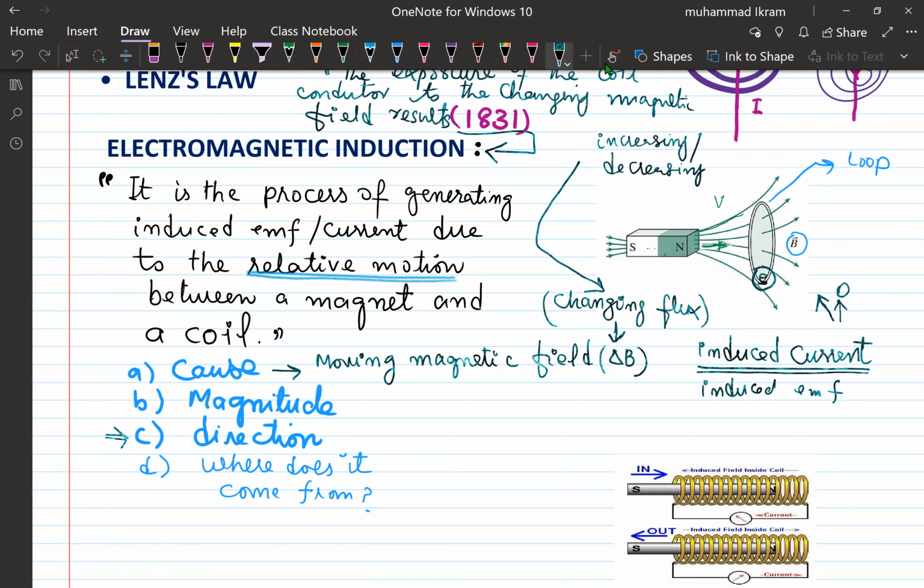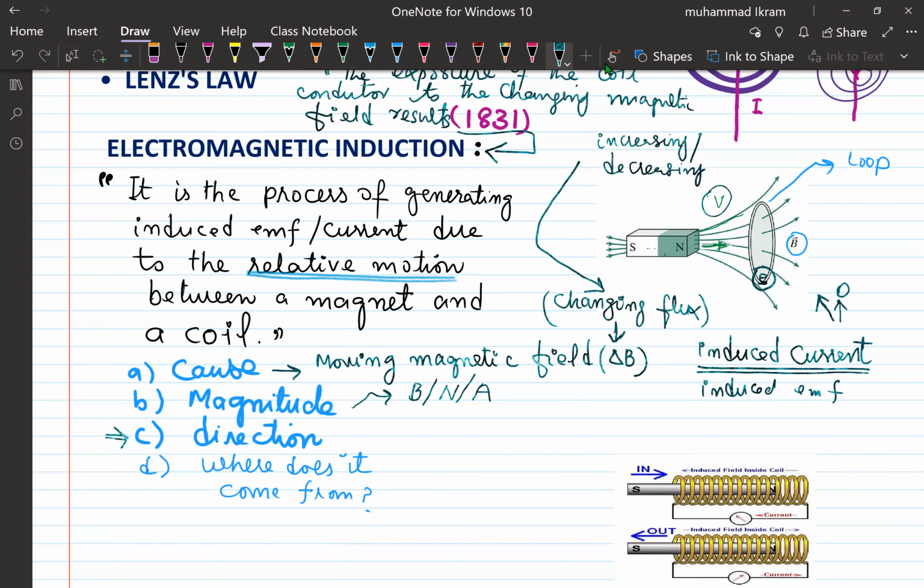So now how can we increase the magnitude? Yes, if we have a powerful magnet, that is, if you use a strong magnet. Another important thing, which I'll explain later in Faraday's law: the number of turns in the loop can affect your induced EMF. The area of the loop can also affect the induced EMF. It can increase or decrease with the rate, that is, the speed of the magnet.